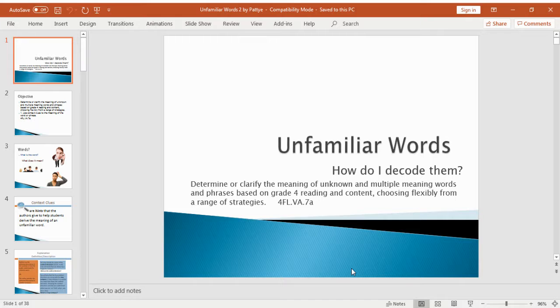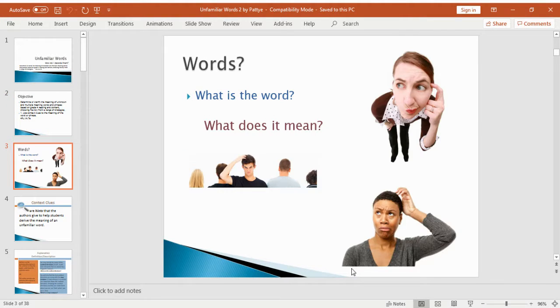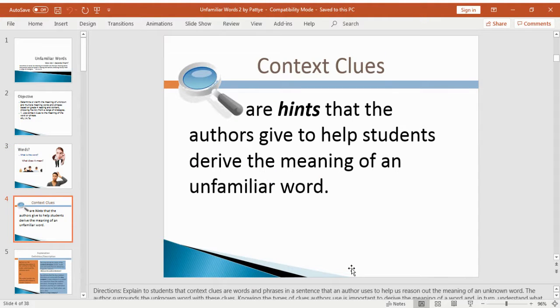Do you ever have a hard time decoding what the word is or what it means? Today, our goal or objective is to clarify the meaning of unknown and multiple meaning words and phrases. I am going to help you learn a range of strategies using context clues to help decode what that word means. What does the word mean? Does it ever have you puzzled? Do you think, what is it? Well, using context clues, it will help you find the meaning of words.